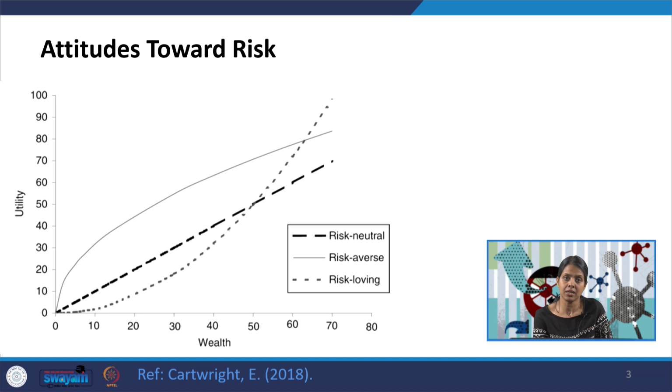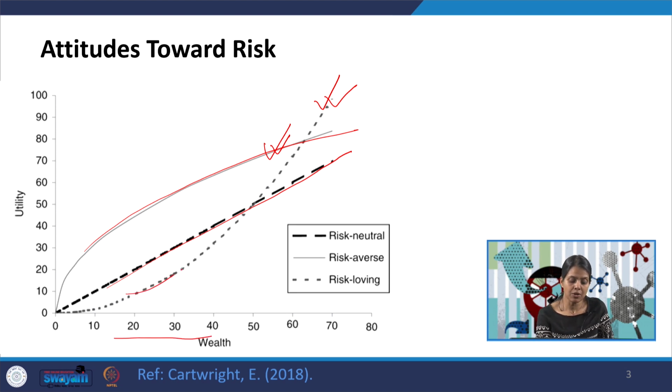I had discussed three types of utility functions in the previous module. A utility function can be linear, concave, or convex. Now they are being portrayed here. As you can see, this is the linear functional form, which is risk neutral. This is the one for risk averse and this is the one for risk loving. This one we call a concave function, which is concave to the horizontal axis.